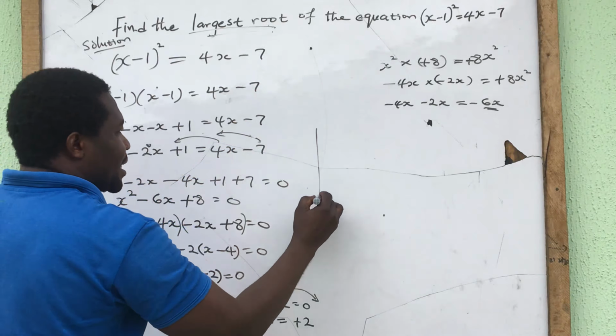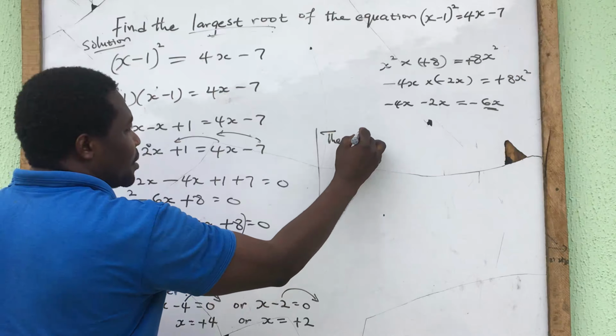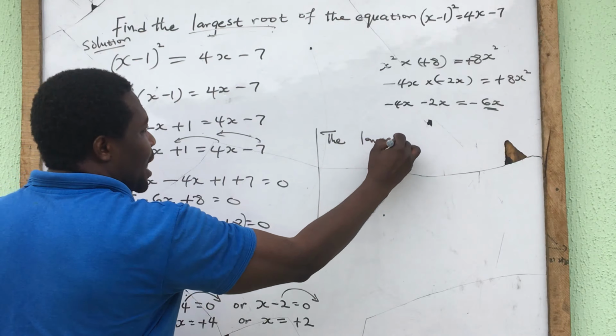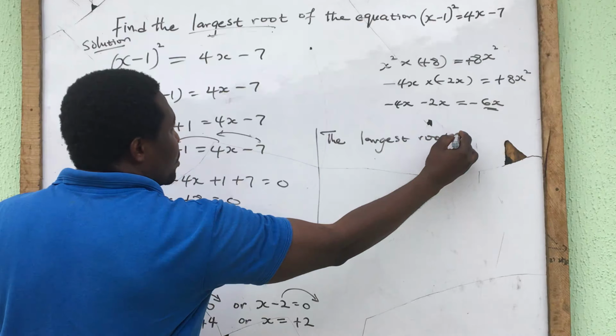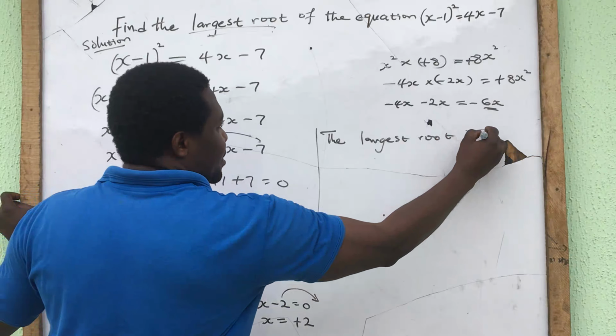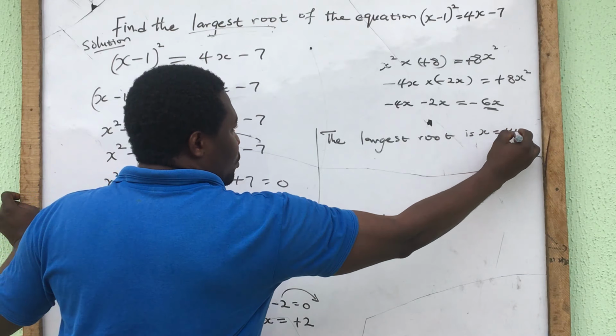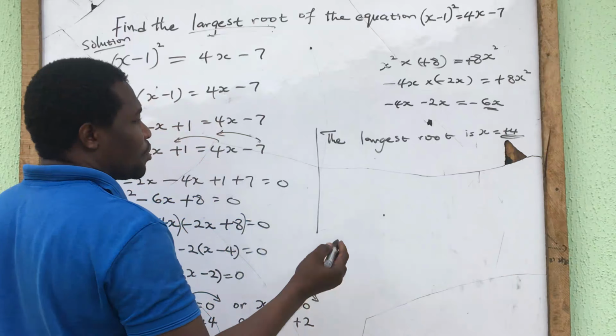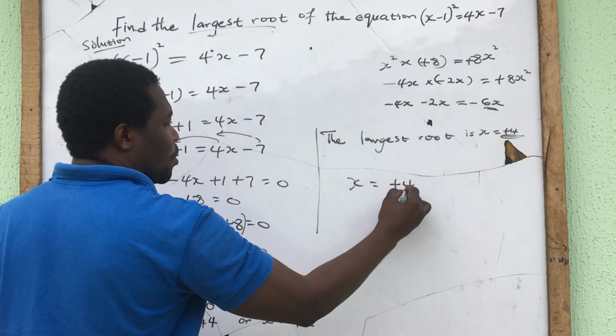So the largest root is x equal to plus 4. Look at that. So largest root, x equal to plus 4.